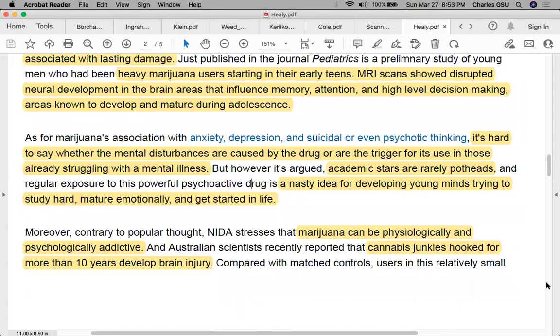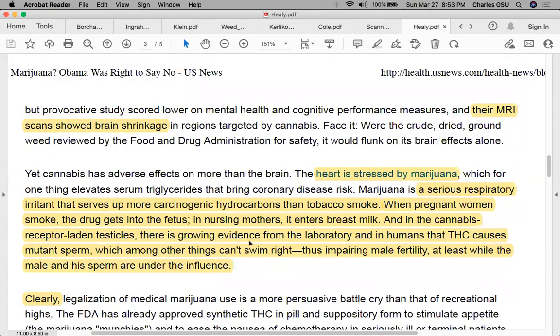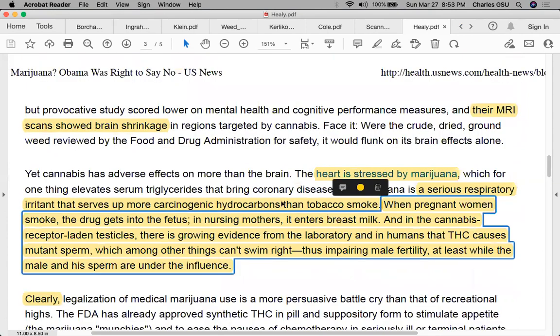Another thing she argues out of a kind of fear is that when pregnant women smoke, the drug gets into the fetus. Well, I mean, duh. That would happen if you're smoking a cigar or vaping or a cigarette, right? It's not anything new. So maybe pregnant women shouldn't be smoking anything. In nursing mothers, it enters breast milk, but duh, I think most women know that anything you eat, well, baby will have in its milk.